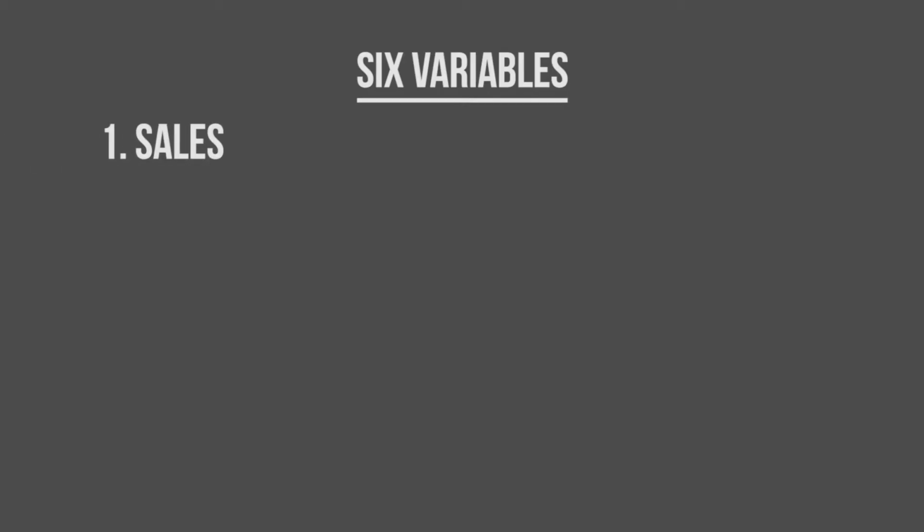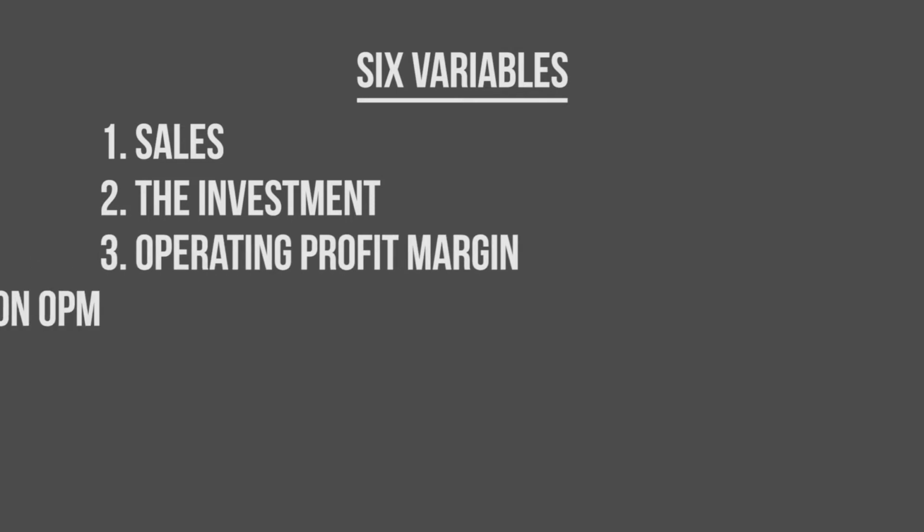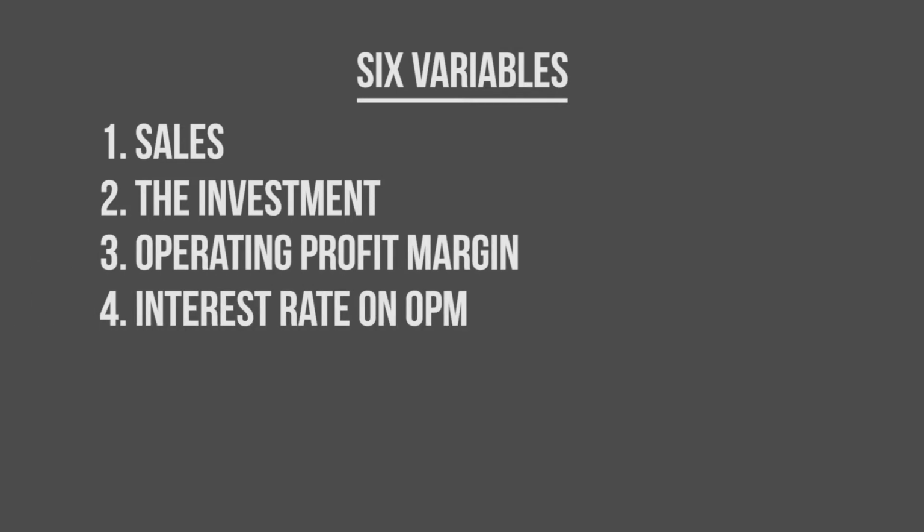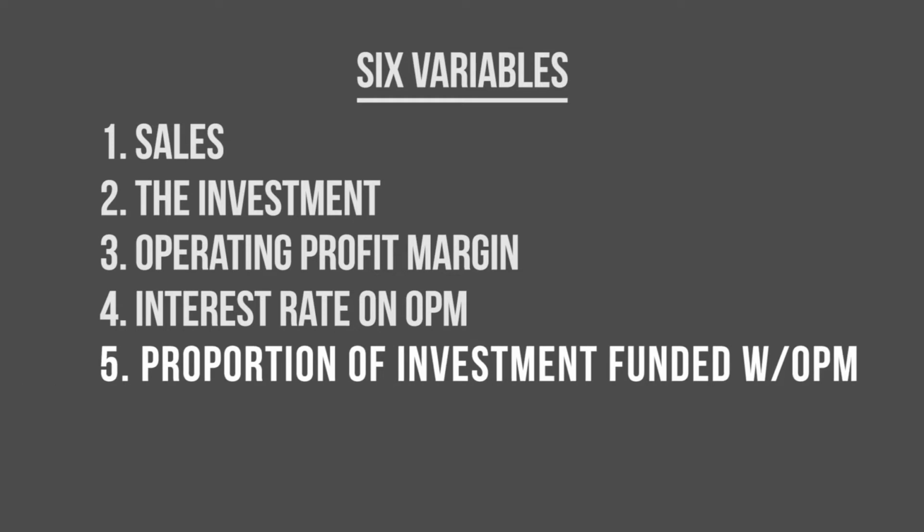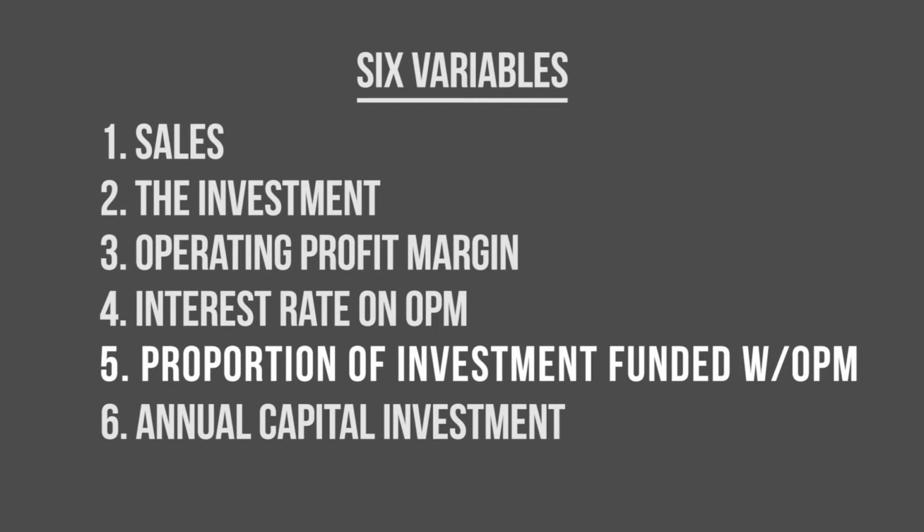And just as a reminder, here are the 6 variables. Sales, the investment. I tend to use balance sheet assets at cost plus rent expense divided by a market lease rate. Operating profit margin. Interest rate on OPM, which is the interest expense and rents divided into the contractual balance sheet obligations and capitalized rents. Proportion of the investment funded with OPM. The annual capital investment. The proportion of that investment which is funded with equity, which is 100% less the proportion of the investment that's funded with OPM.